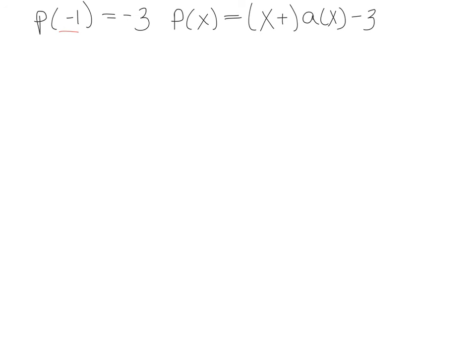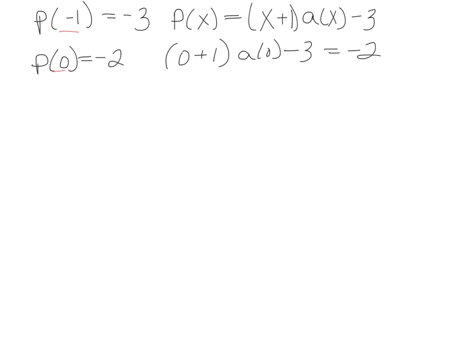Now let's go down to the next one. We're going to do p of 0 equals -2. So we plug that in, and we have 0 plus 1, oh, there's a 1 there. 0 plus 1, a of 0, minus 3 equals -2. A little reminder: the 0 I put right there, the -2 is what it's equal to. That's the remainder theorem, remember? Go ahead and simplify this a little bit. 0 plus 1 is 1, so we have a of 0 equals, add 3 to both sides, 1.